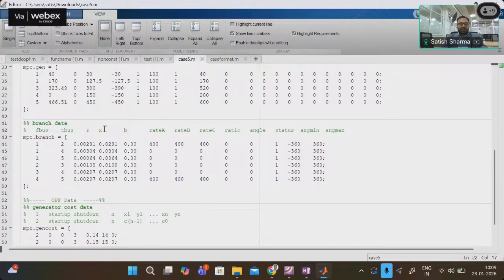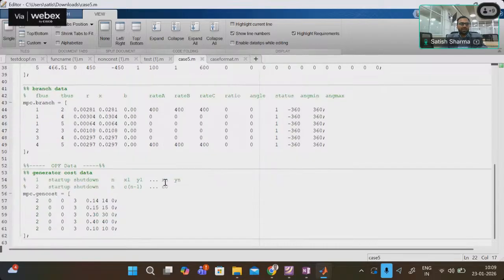Then some R and X values are also given to us, and some line ratings are given, like 400 is the line rating. And then generator cost coefficients are also given. There are three coefficients, which means we have A, B, and C. So this is the square term, this is the linear term, and the last is the constant term.